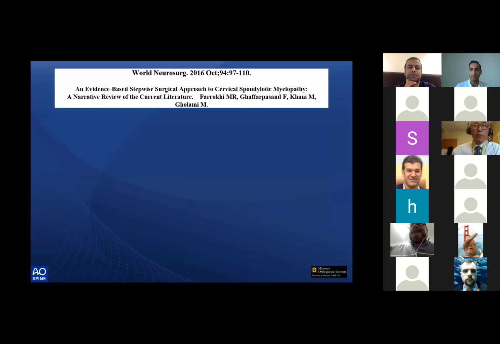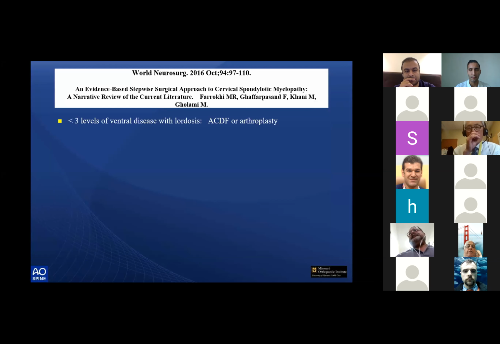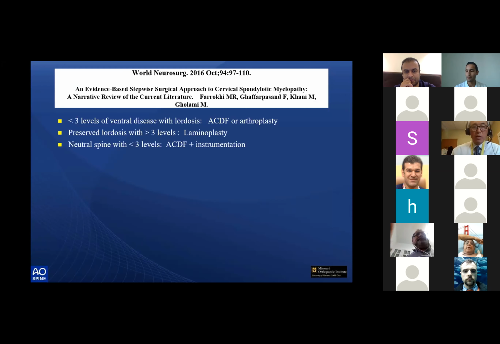But don't take my word for it. Here's the recommendation, World Neurosurgery article 2016. They summarize how we deal with cervical spondylotic myelopathy patients. Less than 3 levels, ACDF or arthroplasty. I totally agree. In the United States, we can't do arthroplasty at more than 2 levels, so I would love to be able to do 3 levels like Dr. Elvis does in Portugal. Lordosis maintained, laminoplasty; neutral spine, less than 3 levels, anterior with instrumentation.